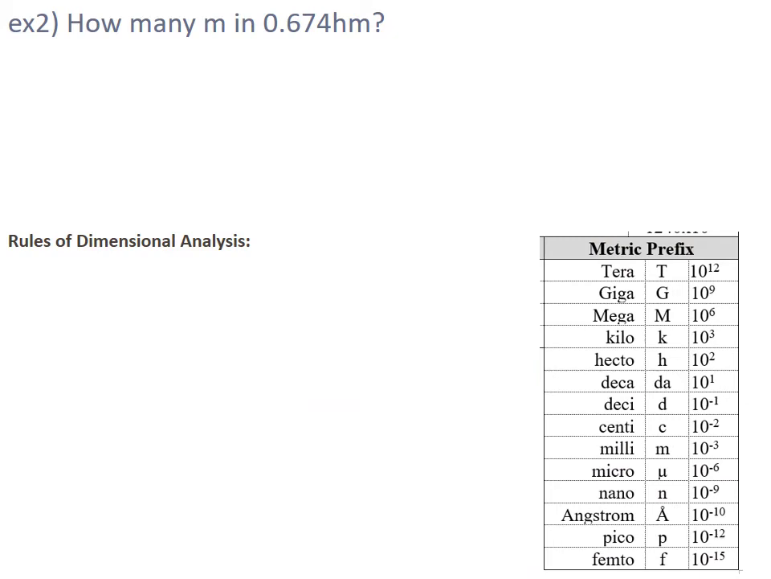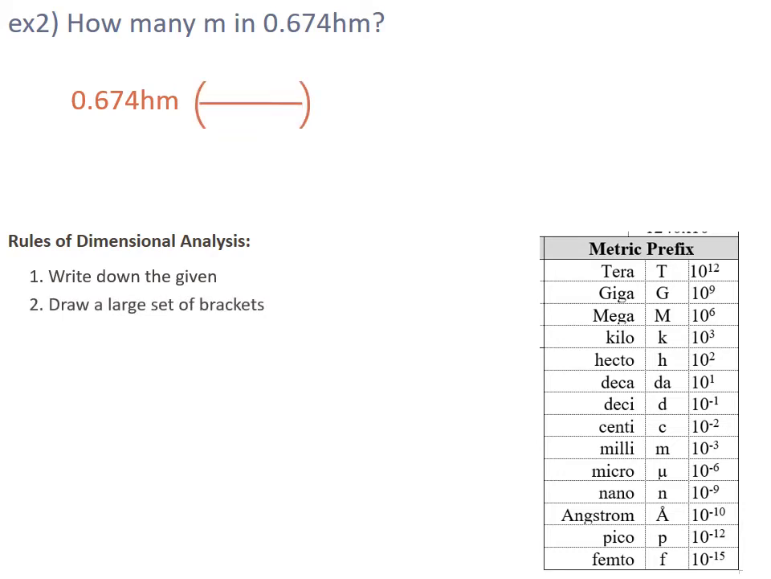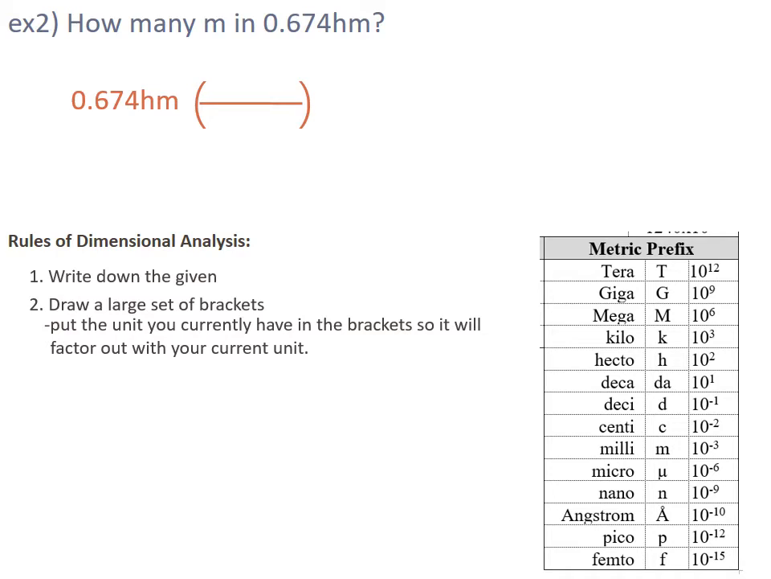Example 2. How many meters in 0.674 hectometers? I start by writing down my given, so 0.674 hectometers, and then I draw a large set of brackets. I currently have hectometers. If I want to get rid of hectometers, I will have to put it in the denominator so that hectometers and hectometers will be able to factor out. On the opposite side of the fraction, I will want to place meters. And then I need to find numbers to put in front of meters and hectometers so that the top part of the fraction equals the bottom part of the fraction.